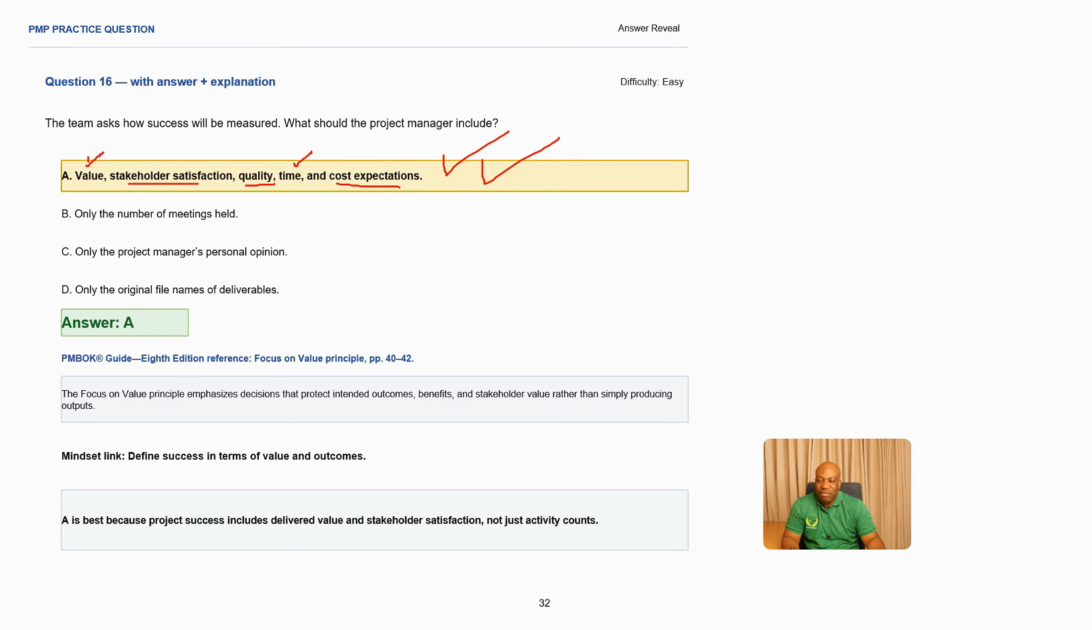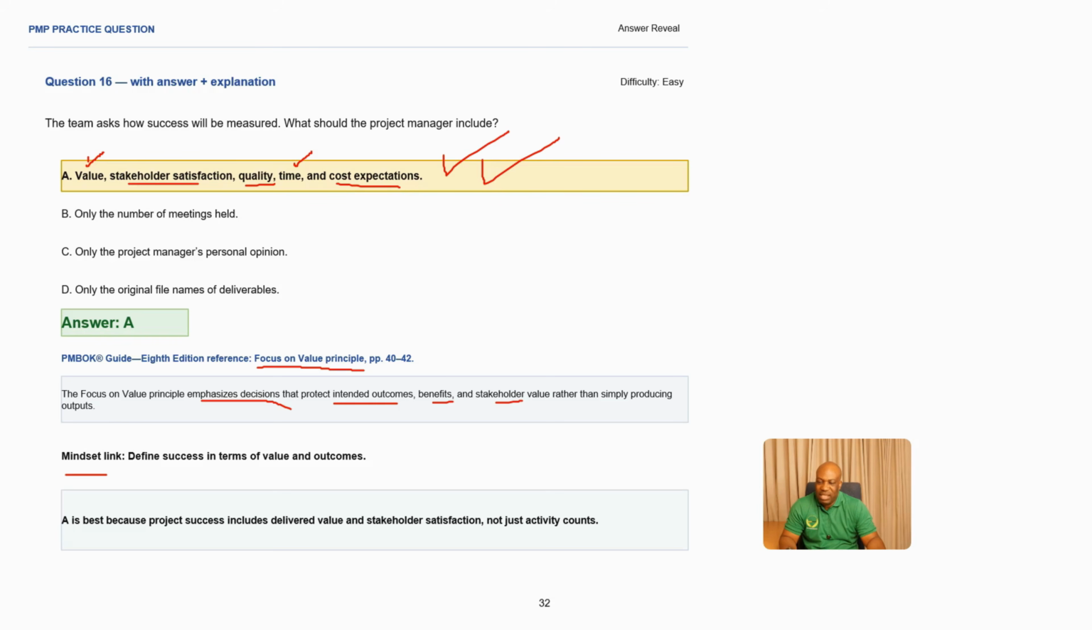So this is the best answer in this scenario. And how do we reference our PM book? You focus on value principle, which is on page 40 for additional reading. So the focus on value principle emphasizes decisions that protect intended outcomes, benefits, and stakeholder value, rather than simply producing outputs. So in a project environment, the best that you can do is to make sure that every decision that you make is based on the outcome that you want to produce from the project, or the value that you want to derive from the project.